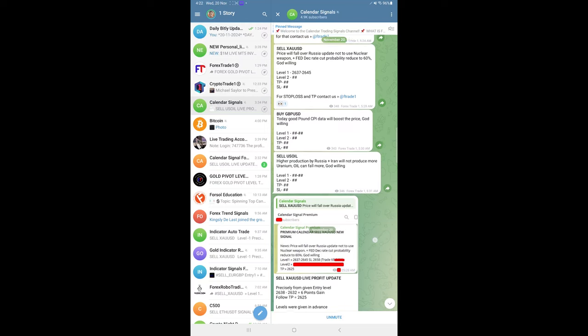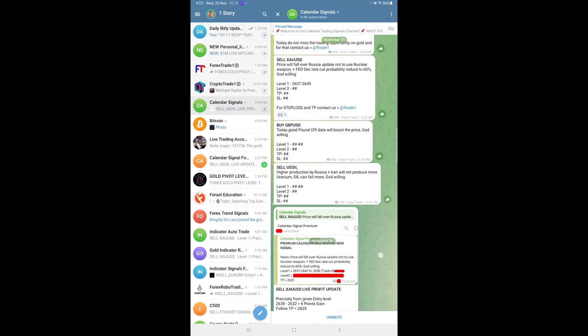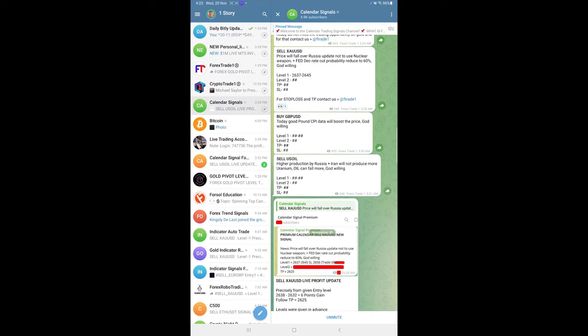Here's the performance for today's calendar signals. Today's date is 20th of November, and these three signals we posted today: sell gold, buy GBPUSD, and sell USOIL. At 5:28 a.m. GMT we shared the signal. Around the same time only we shared all these three signals.